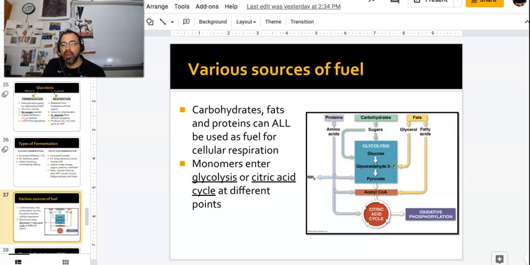Various sources of fuel: carbohydrates, fats, and proteins can all be used as fuel because those monomers will enter glycolysis or the citric acid cycle at different points, but they can still be used to make ATP. That's why those folks that go on a keto diet, they're not consuming as many carbohydrates, so the body will convert over to ketosis and they'll use the fat.